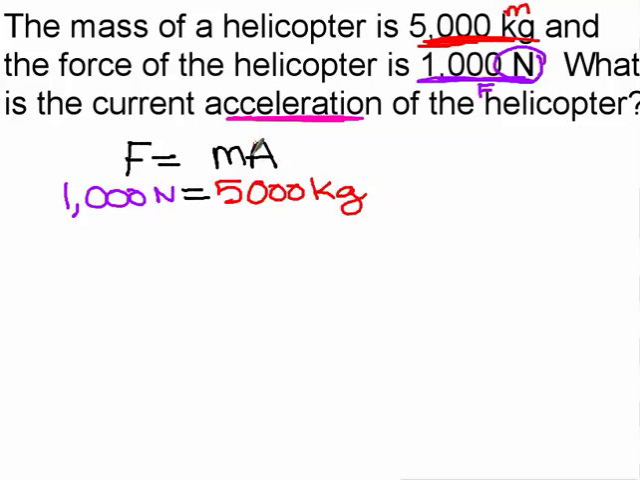And the thing that we don't know, however, is the A. So we have to leave that. We're going to be solving for that. So we're just going to put that in as A, because we're solving for acceleration.